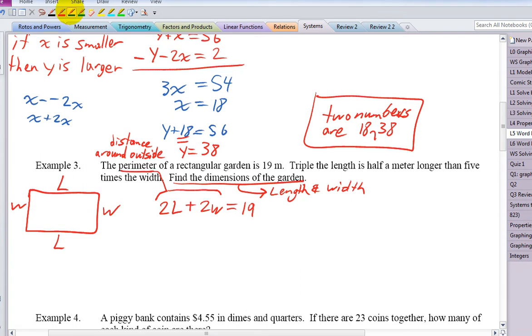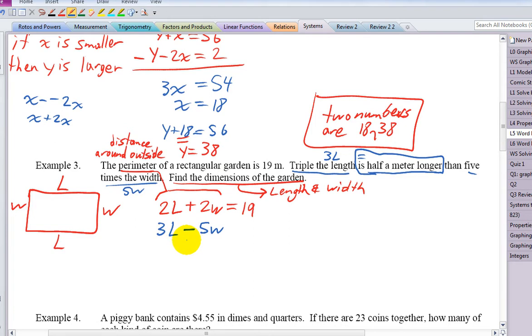Good. What's the next part? Triple the length. What is that going to be? 3 times L. Is half a meter longer. Is your equal sign. Now half a meter longer, that means that 3L is first. And you would subtract 5 times the width. What would 5 times the width be? 5W.